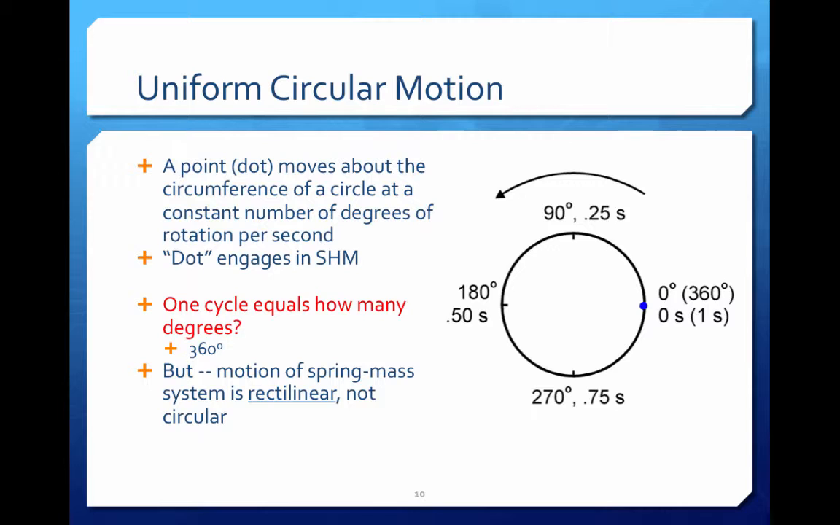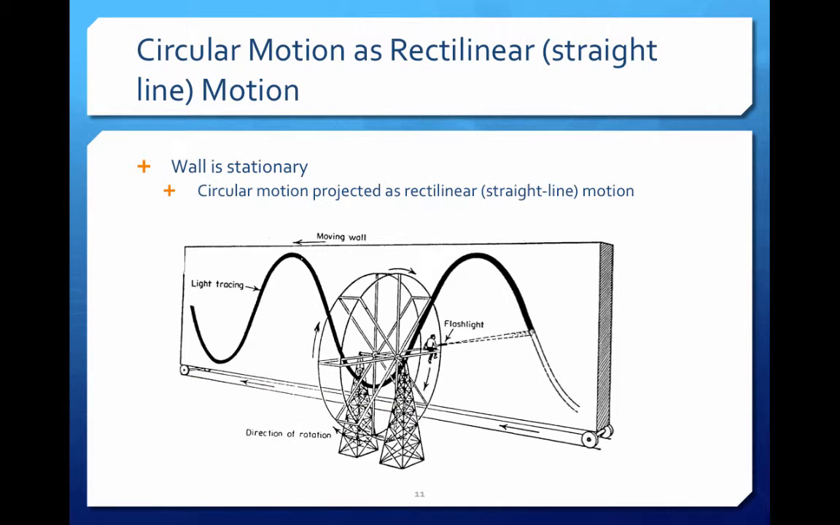So with uniform circular motion, a point moves around the circumference of the circle at a constant number of degrees of rotation per second. The dot is engaging in simple harmonic motion. So remember, one full cycle of vibration is 360 degrees. One circle is 360 degrees. But so far, we've only spoken about the motion of a spring mass system being rectilinear or straight line, not circular. But I can show you how they're the same thing.